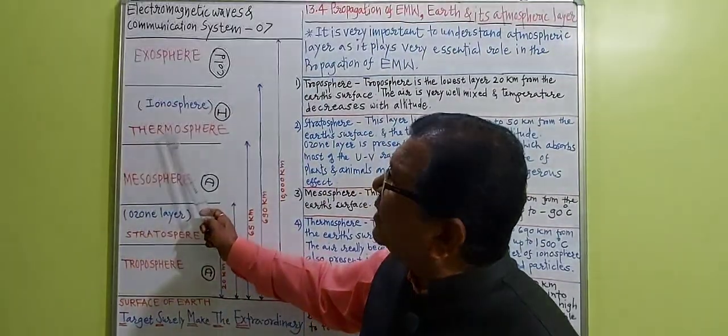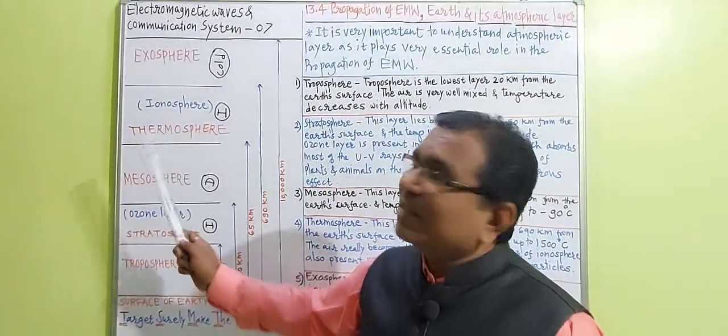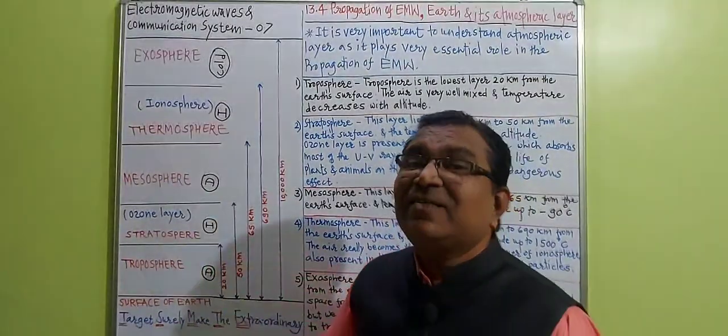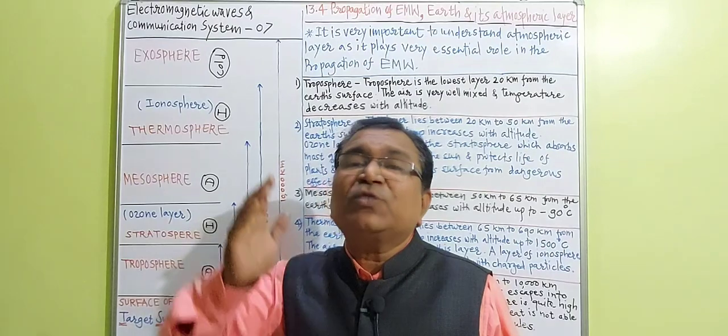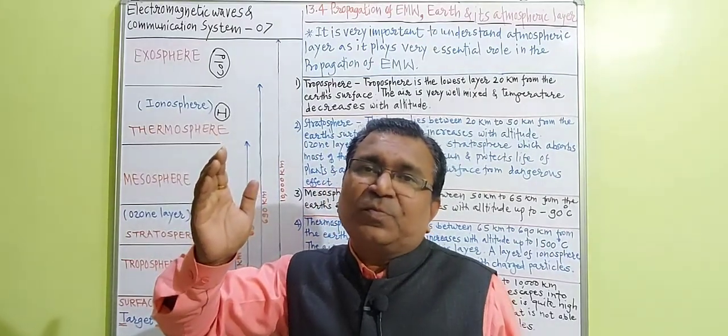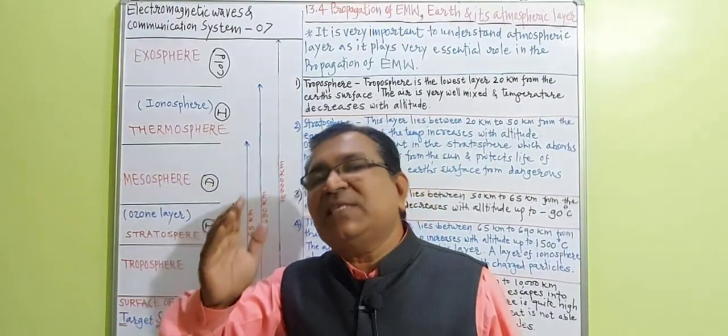Air becomes thinner and thinner. Air becomes very thin in the thermosphere. It approaches towards the vacuum. Pressure of the air goes on decreasing.